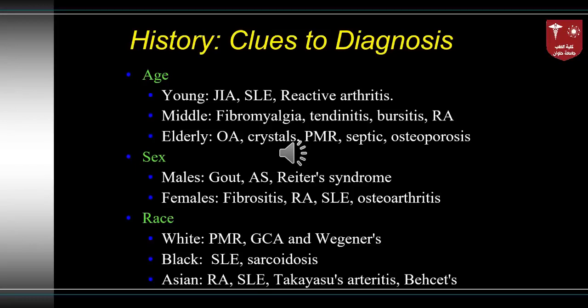And some diseases run in a race or are more common in a special race, like for example Behçet's disease, which comes from the name Behçet, a Turkish person, so it is common in that population. And Takayasu arteritis, from the name it is known that it is common in Japanese, and so on.